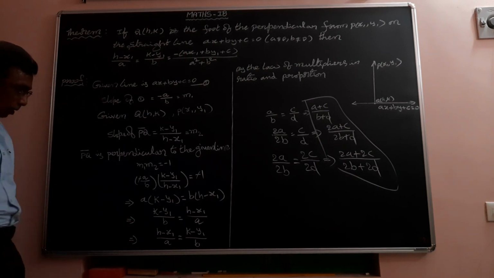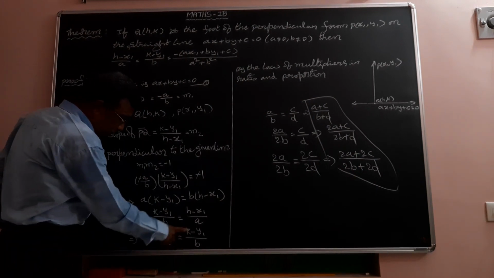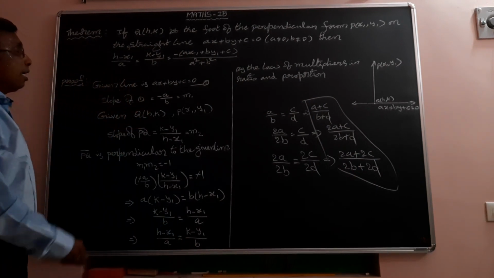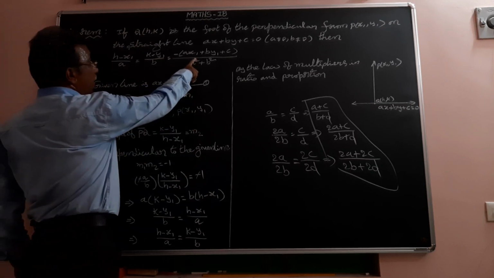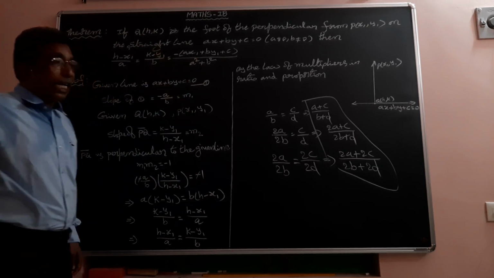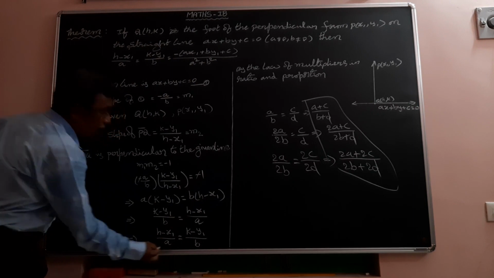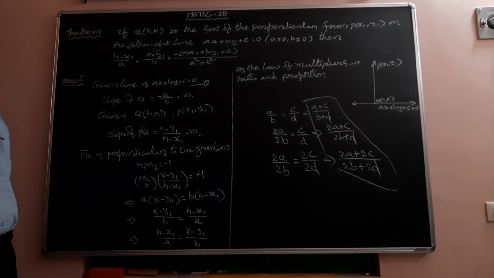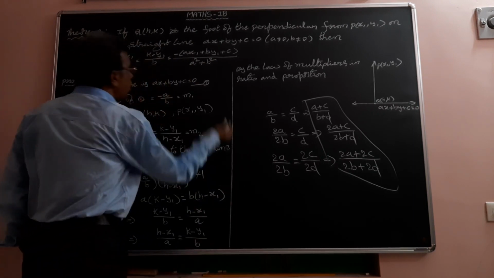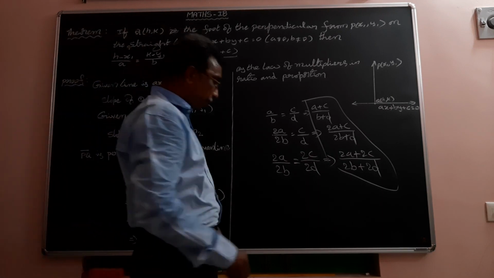Now observe this one, (h minus x1) by a, (k minus y1) by b. Now we require a square plus b square. A square means here a only, now we multiply with a. Here b, now we multiply with b.